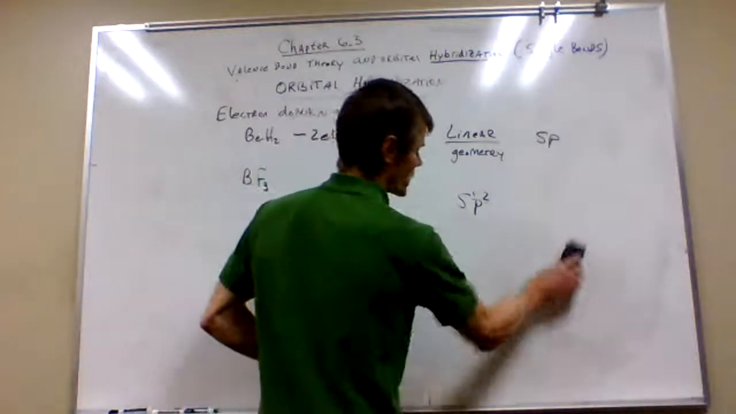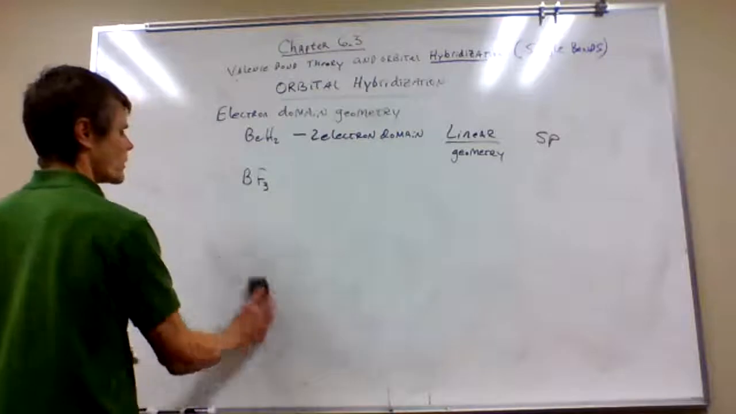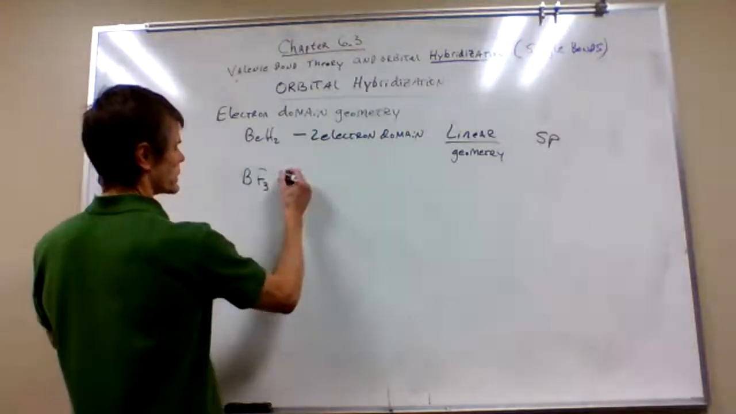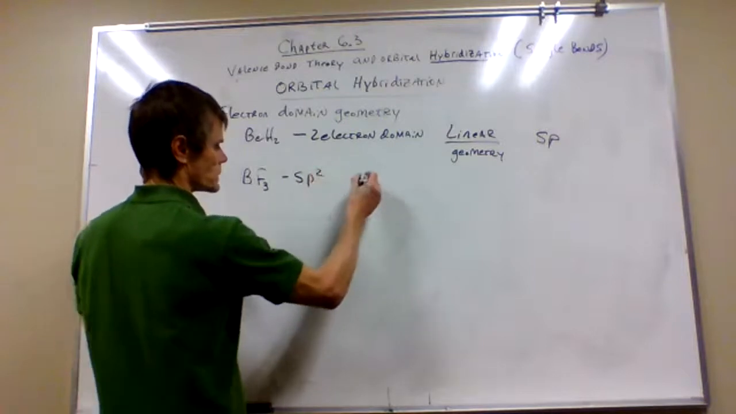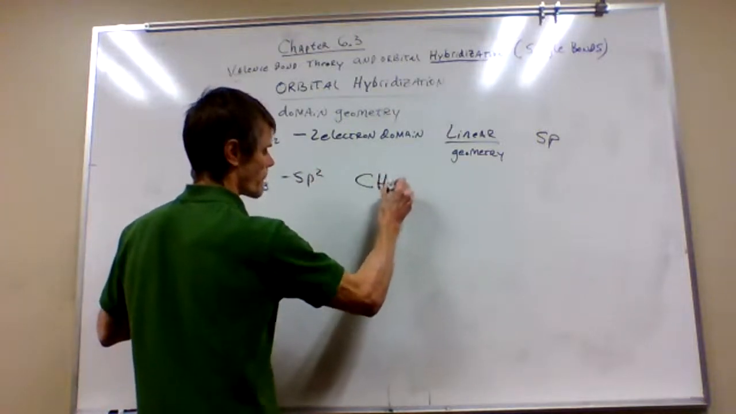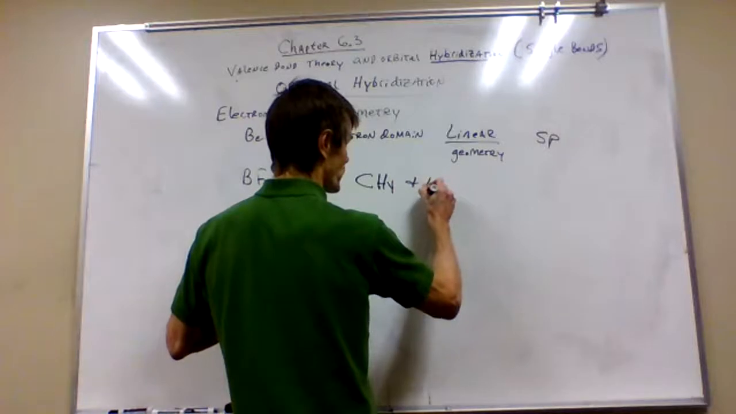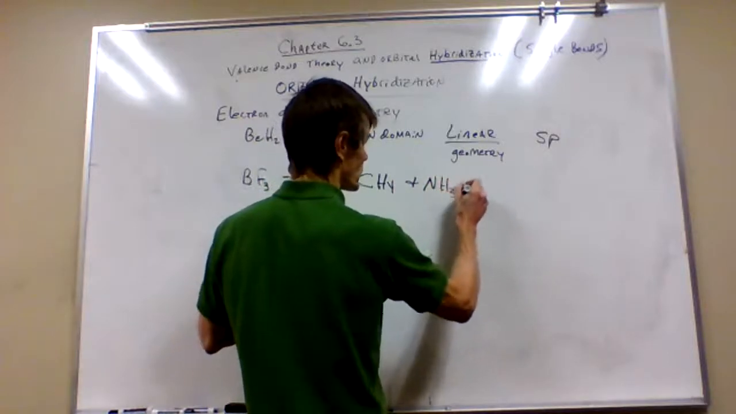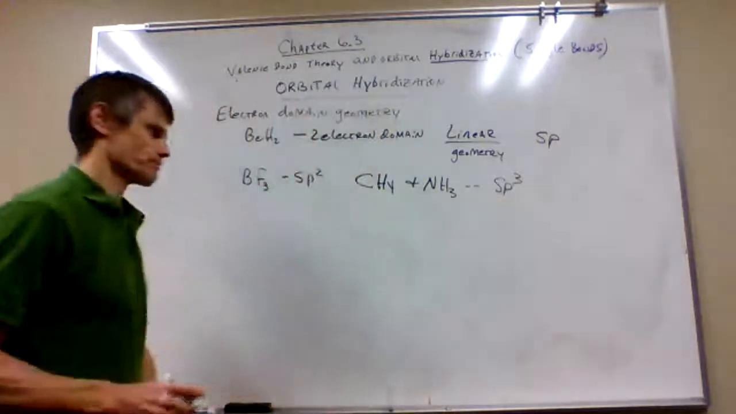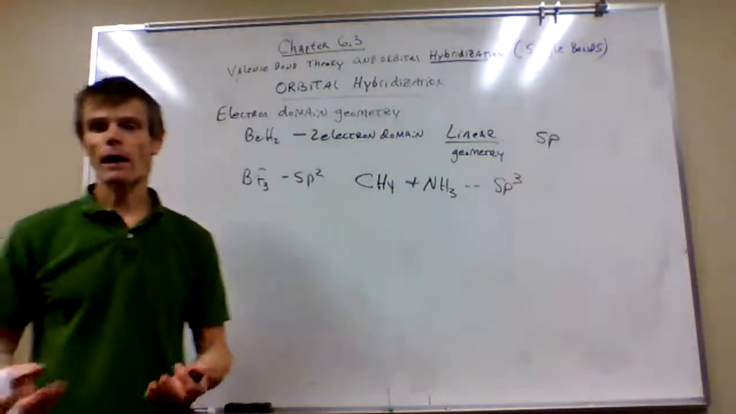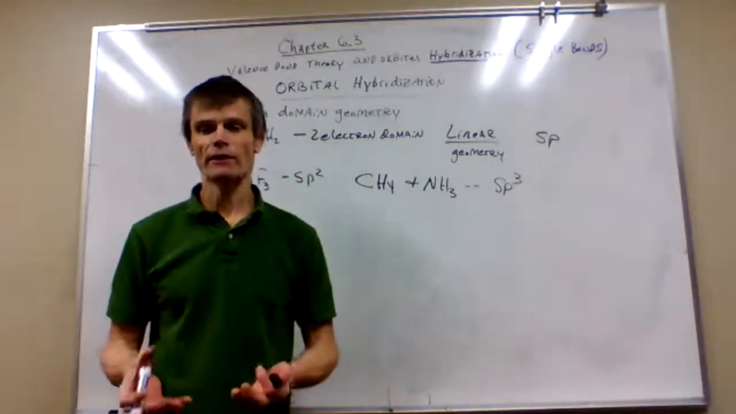So let's continue our table. BF3, sp2, CH4, and NH3 were both sp3 hybridized. How about central atoms that have an expanded octet?